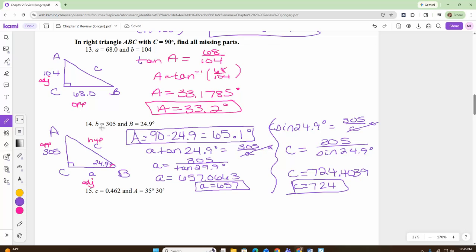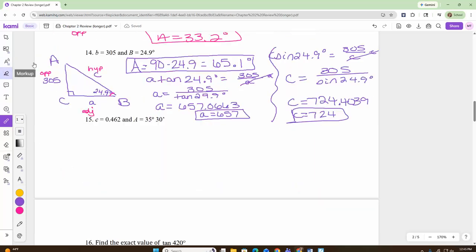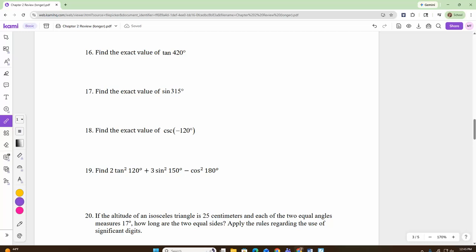Let's go to the next page. All right, all of these, I'm saying find the exact value. What does exact value mean? Radicals, not just a decimal. I would expect a little bit of work here.